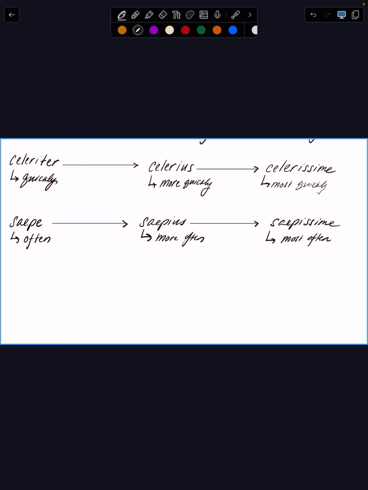So you would see more often than not, it would be saepius quam non. Because quam can mean like than. And when you see it with the comparative, it means more something than something else.